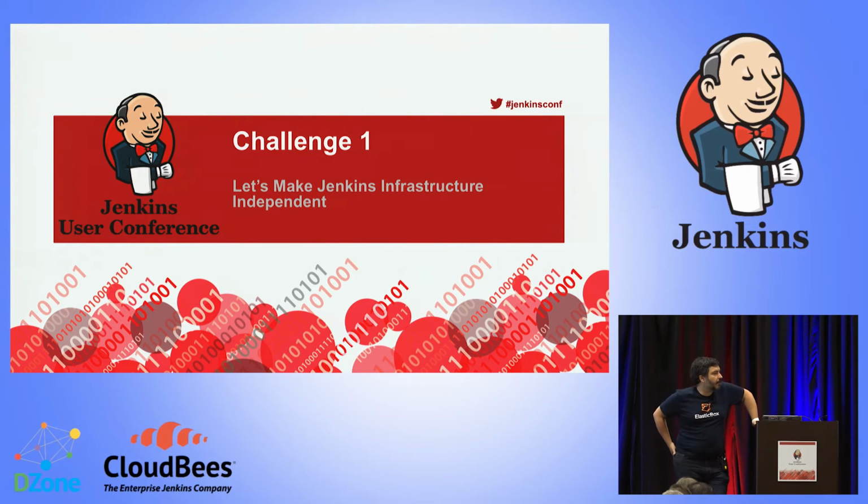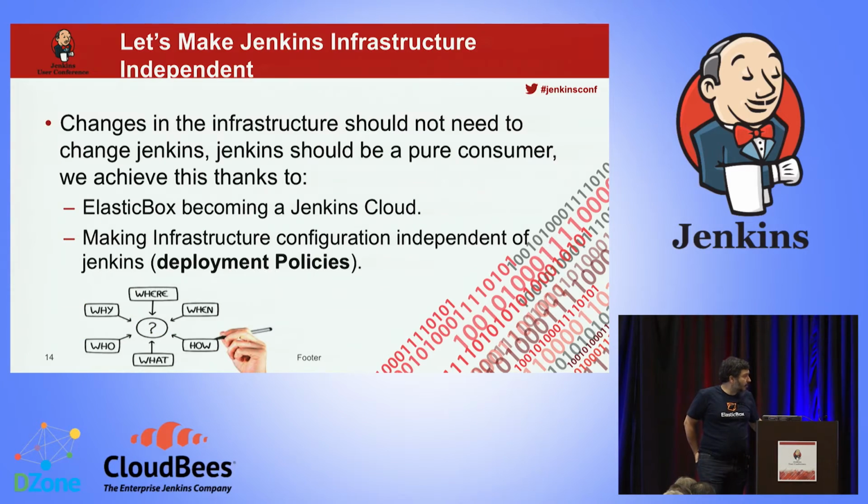So the first thing that we were trying to solve is how to make Jenkins independent from the infrastructure, and what we have defined is how to connect Elasticbox with Jenkins. So we were looking at Jenkins, and we came up with this idea of making Elasticbox a cloud for Jenkins. In the same way that you can create an Amazon cloud in Jenkins, now you can create an Elasticbox cloud. What is different is that you will not be connected to Amazon directly, you will not be connected to Google directly, you will be connected to Elasticbox, and you will deploy with the infrastructure that you have configured in Elasticbox.